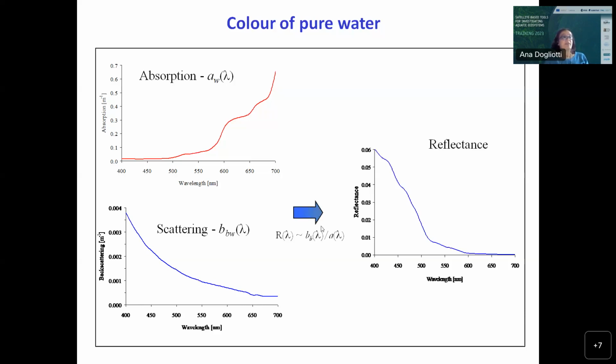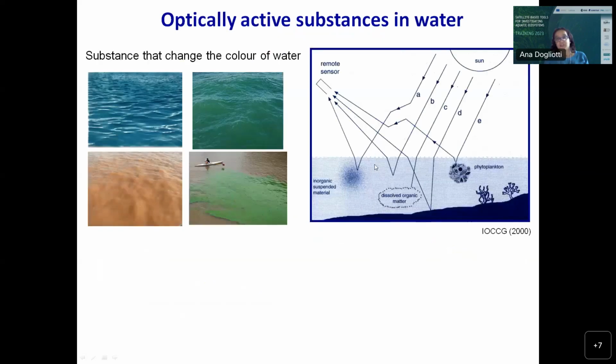So if we have this approximation of the reflectance being the backscattering over absorption, we can see that the reflectance of just water has a peak in the blue because of the relation between absorption and backscattering at a given wavelength. So this is just an example of this relation in a simple case, which is the water.